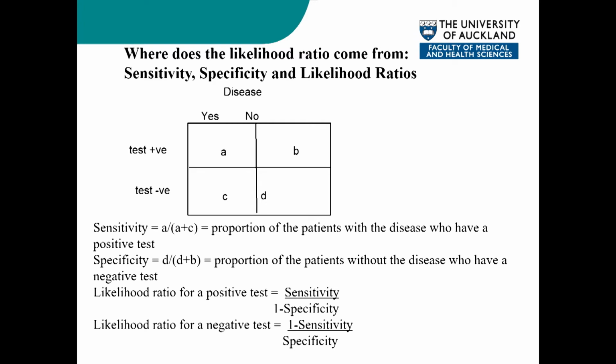So this is the 2x2 table. So this is how you calculate your sensitivity and specificity. So sensitivity is A over A plus C, and specificity goes the other way up the table, D over D plus B. And for those of you who are mathematically inclined, it shows you how you can calculate the likelihood ratios, which are a function of sensitivity and specificity. Fairly simple mathematics to get the likelihood ratio, as you can see there.